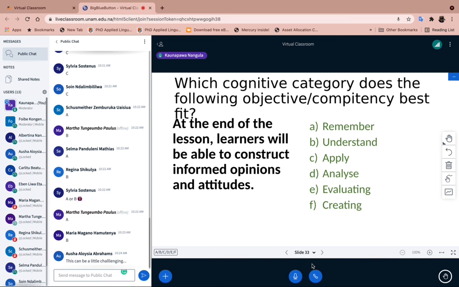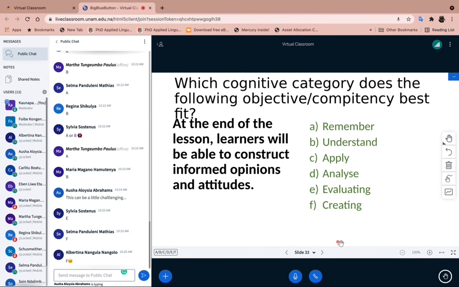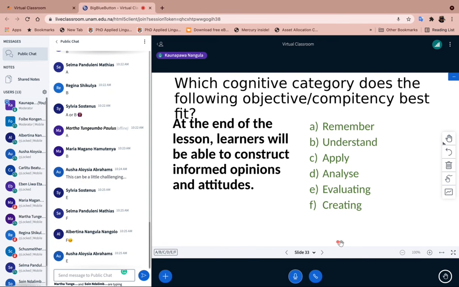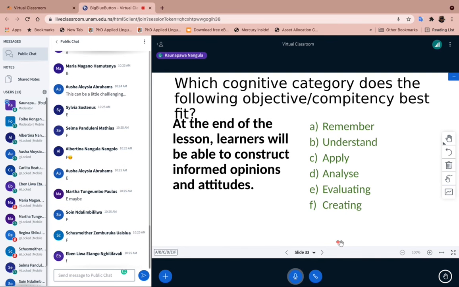Okay, the next one: at the end of the lesson, learners will be able to construct informed opinion and attitudes. What do you think, quickly? We don't have much time left. I love the emojis. And here we have, okay, thank you.